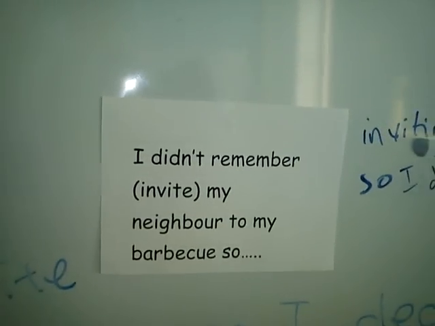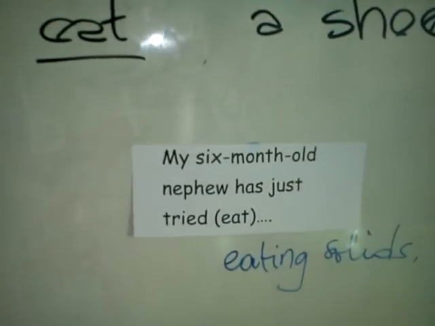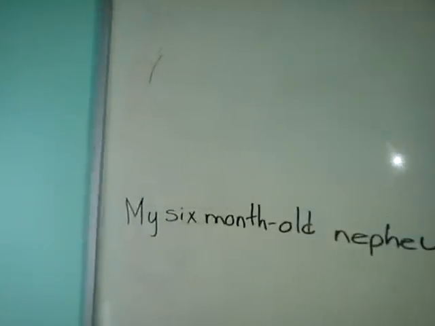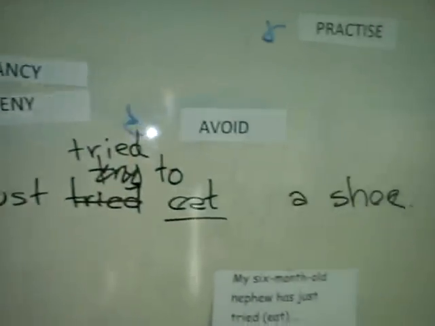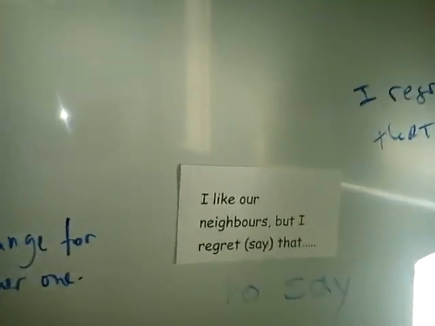We then followed that up by ensuring the definitions were understood, and then we added these sentences to the boards, having cleaned them. The students had to come up with their own examples as they walked around the room. So, for example, my 6-month-old nephew has just tried, and then eat or to eat. We get an example like this one here: my 6-month-old nephew has just tried to eat a shoe, or eating solids. Or my favourite ones are these ones here. I didn't remember inviting my neighbours to the barbecue, and I like our neighbours, but I regret to say, well, you can see their examples there.